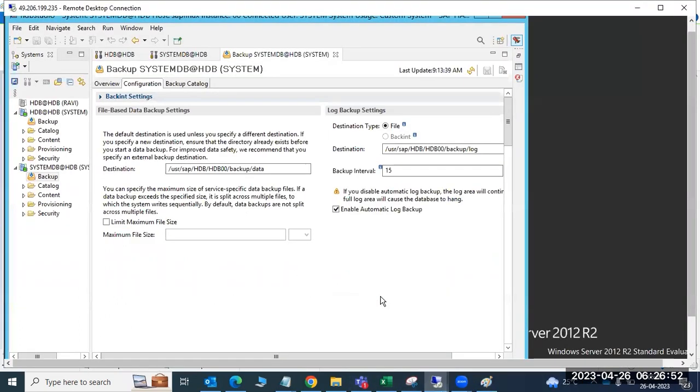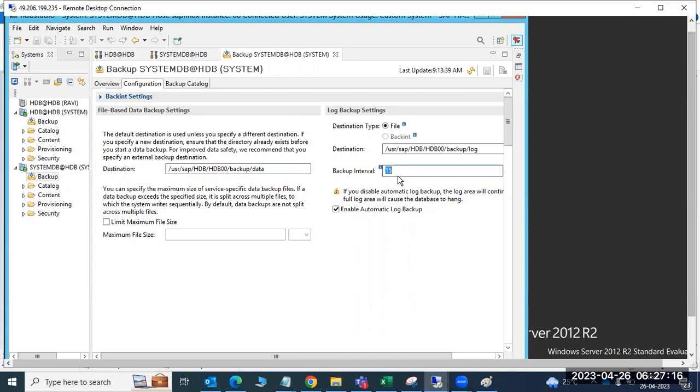File system means the same system. One more folder will be created and it will take the backup. That is the data backup. The log backup also it will take. By default, if you see here, the interval is 15 minutes. By default, log backup will happen every 15 minutes.